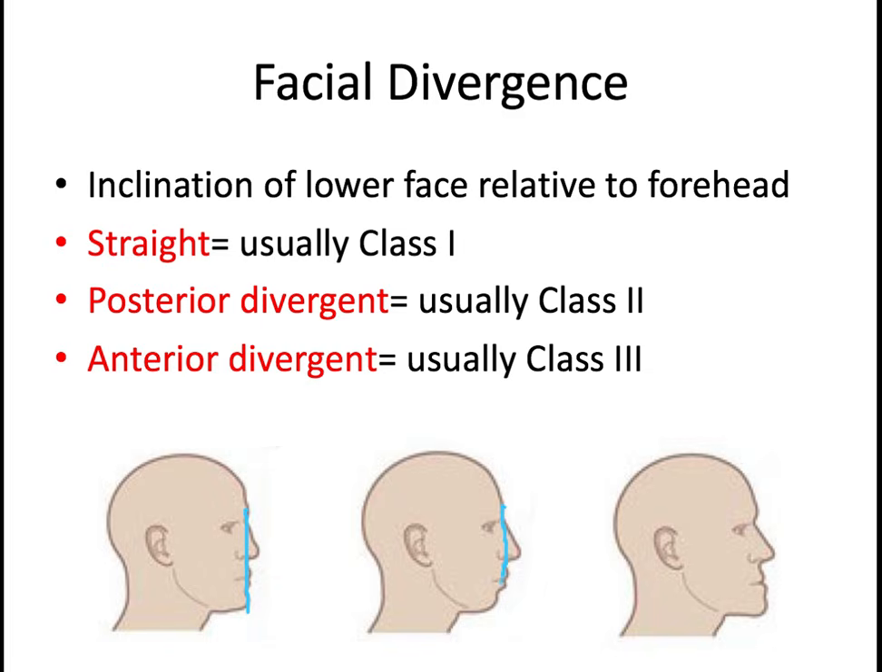So subnasale is a little bit more posterior, and chin point's even more posterior. Anterior divergent means we drop that same line down, but this time subnasale is a little bit more forward, and chin point's even more forward. So it's not quite the same as convexity. This is talking about everything moving posteriorly as we go from up to down, or everything moving anteriorly as we go from up to down. Now the nice part about this is that posterior divergence does usually fit with a class 2 malocclusion, as you could see, and anterior divergence would usually coincide with a class 3 malocclusion.